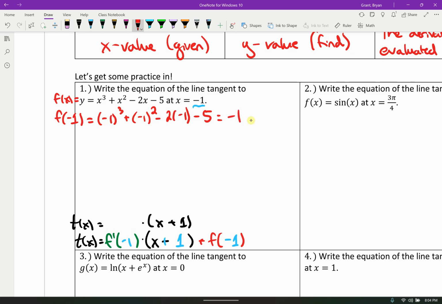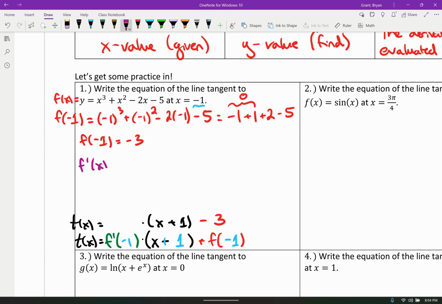So negative 1 cubed, negative 1 squared, 2 times negative 1, and minus 5. So this will give us 0, 2 minus 5. I'm looking at f of negative 1 being negative 3, which means I can fill in my ending part at negative 3. Last but not least, we need to find f prime of negative 1. But this is saying substitute negative 1 into the function called f prime. We don't have an f prime function yet. We should probably find that.